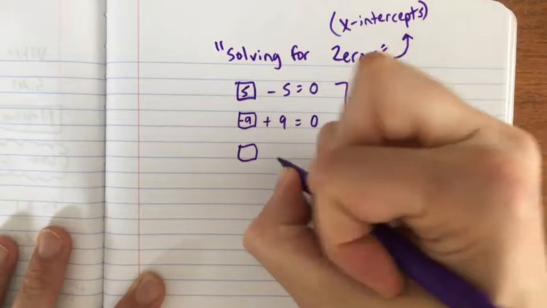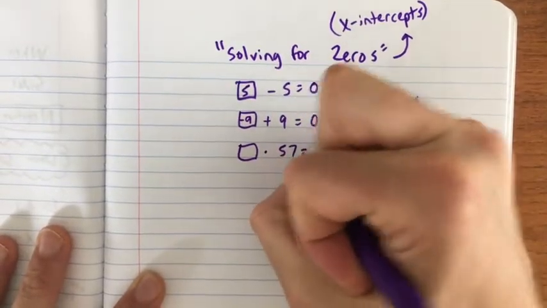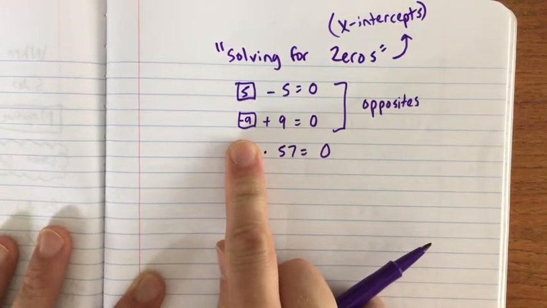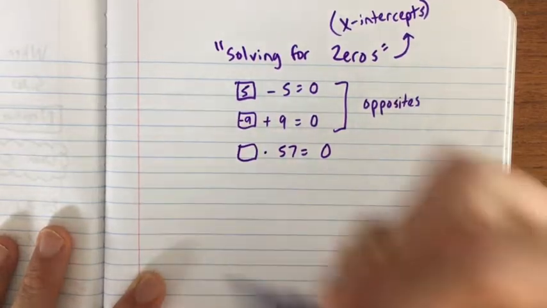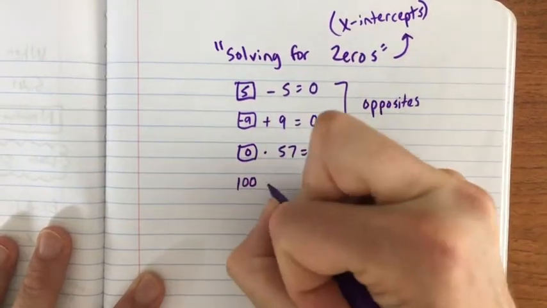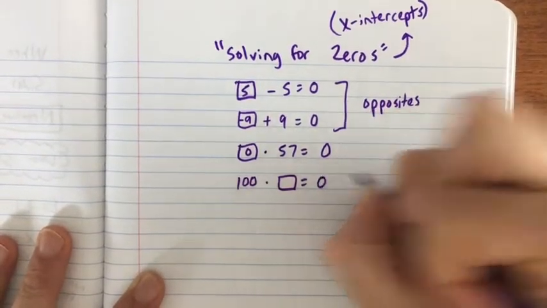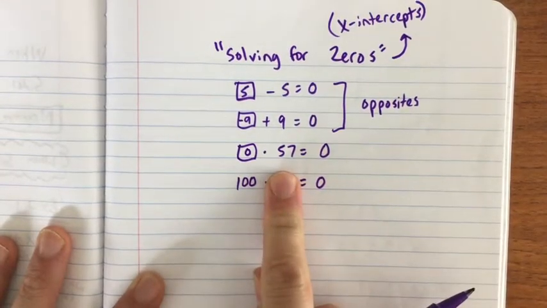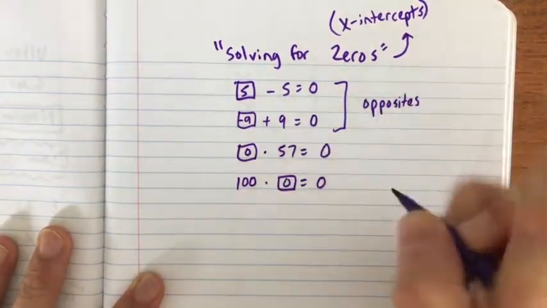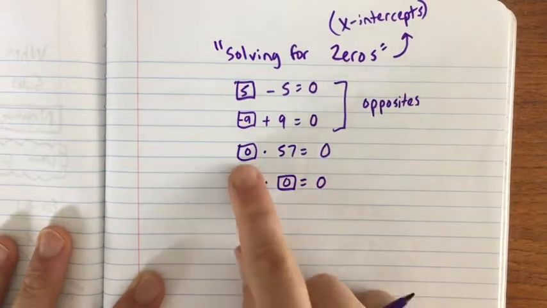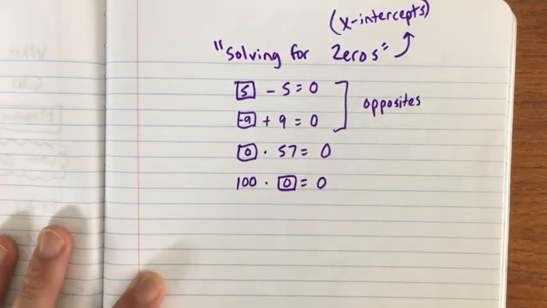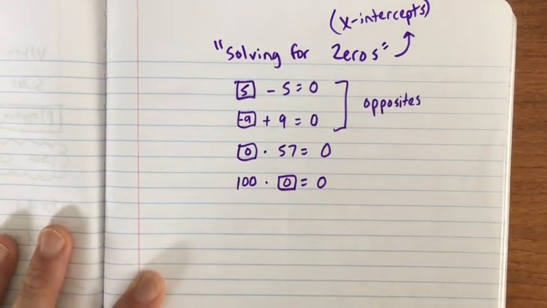Let's keep building. A number times 57 makes 0. What goes in the hole? So what times 57 would make 0? Right, that has to be 0. Okay, let's change it up. Let's say 100 times a number makes 0. What times 100 makes 0? Doesn't matter the order. Anything times 0 makes 0. So 0 times a number makes 0. 100, 1,000, 1,000,000 times 0 makes 0, right? So if this is making sense, you're in a good spot.